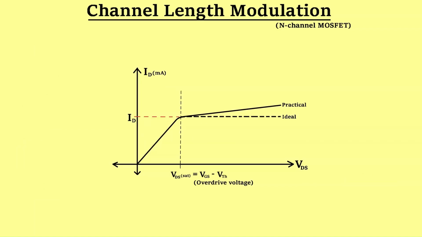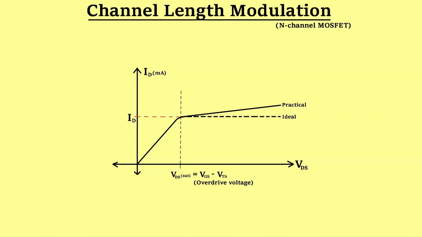We can plot the drain characteristics graph taking an n channel MOSFET into consideration. The dashed line represents the ideal graph, which will be the constant ideal drain current, and the solid line represents the practical graph considering channel length modulation.